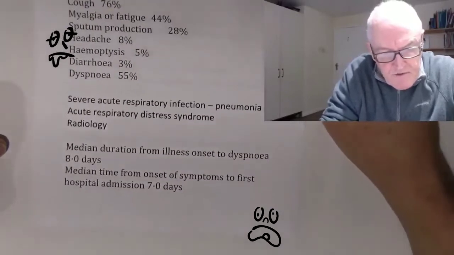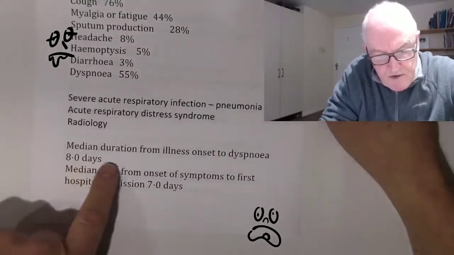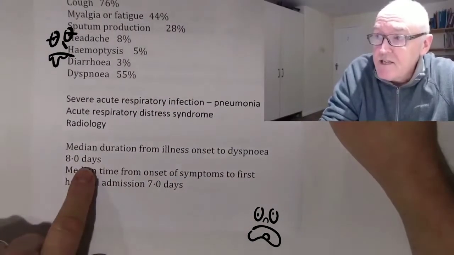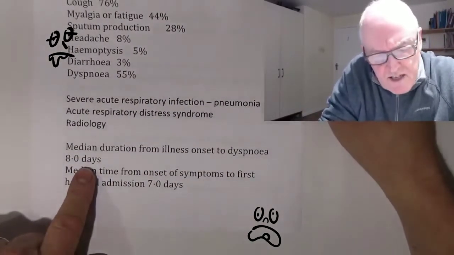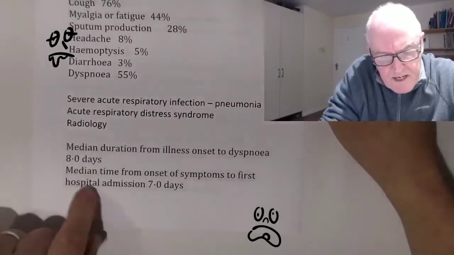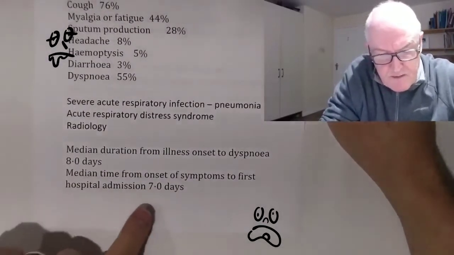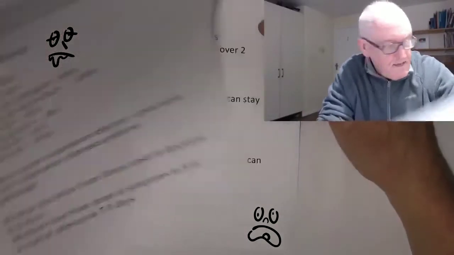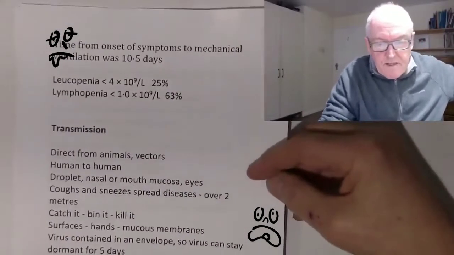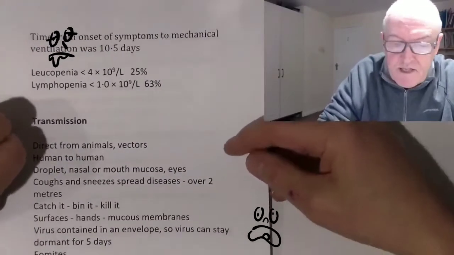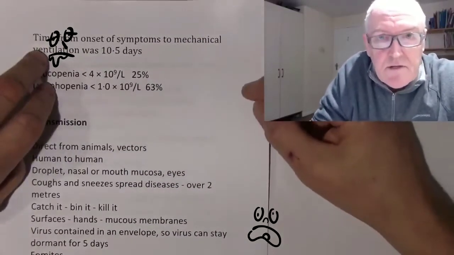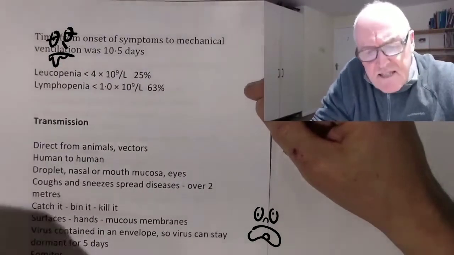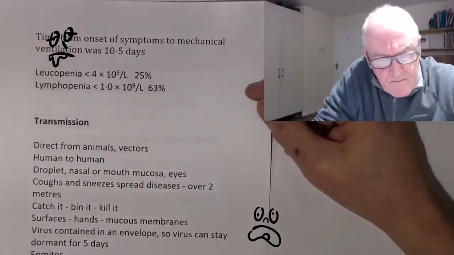Now, other information that's recently been gleaned about this virus is the median duration from illness to the onset of dyspnea is 8 days. So it seems to take some time for the inflammation in the lungs to develop. And the median time from onset of symptoms to first hospital admission in China, the Chinese data, was 7 days. The time from the onset of symptoms to patients that needed mechanical ventilation, which thankfully was the minority of patients, was 10.5 days. Again, to me, this indicates it's taking time for the inflammation to develop.